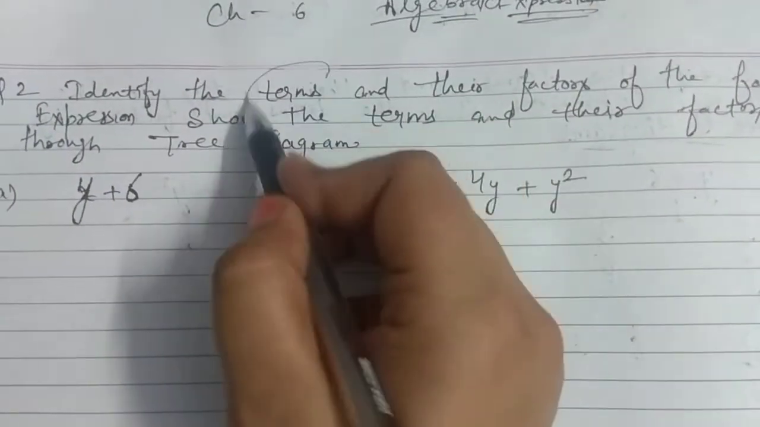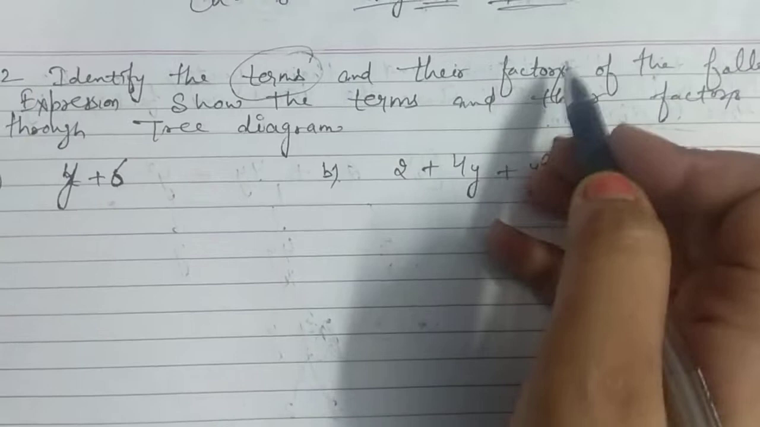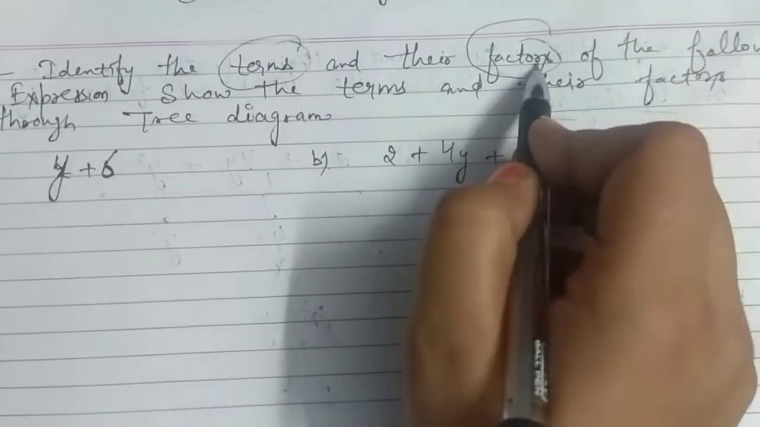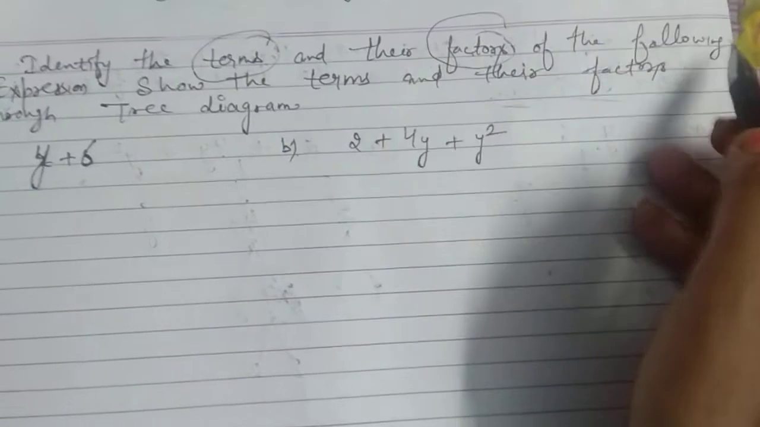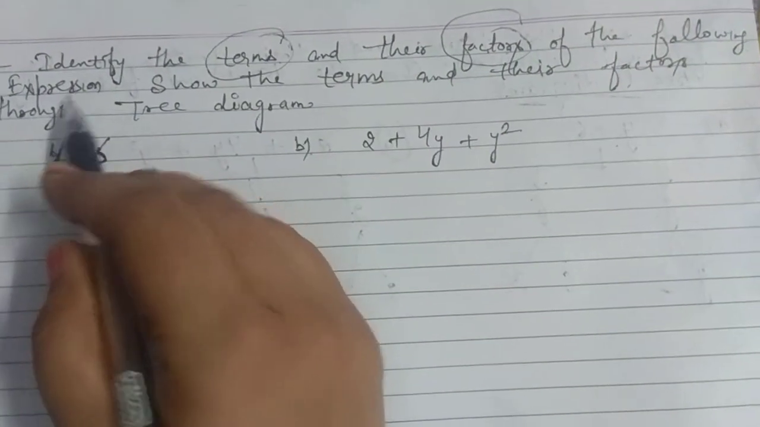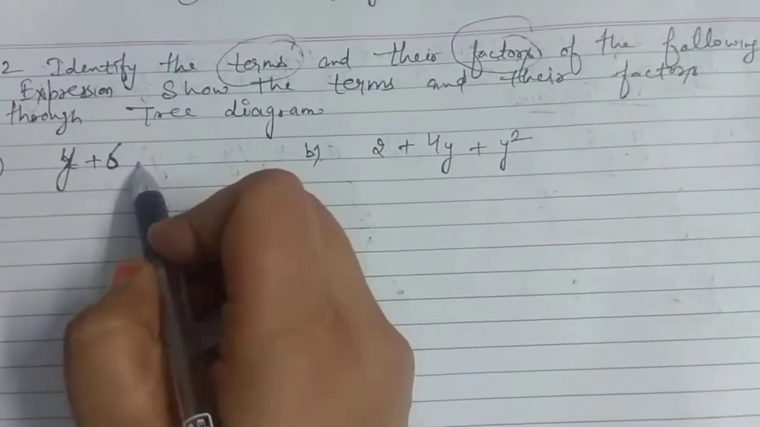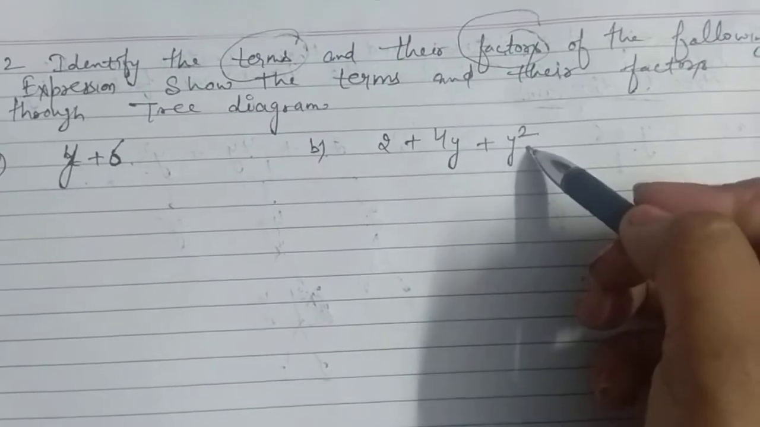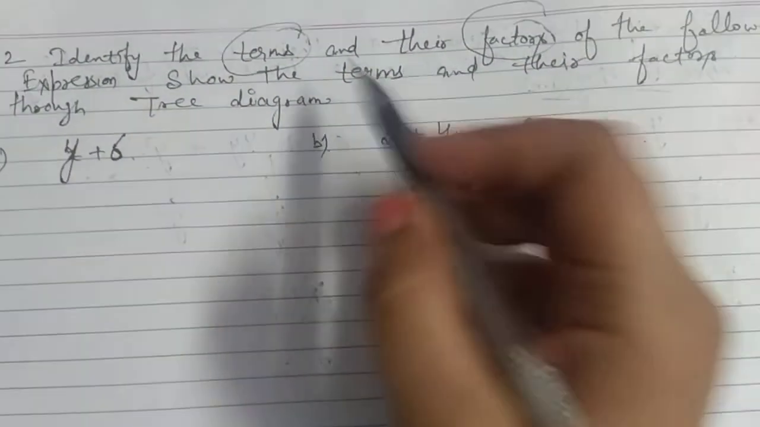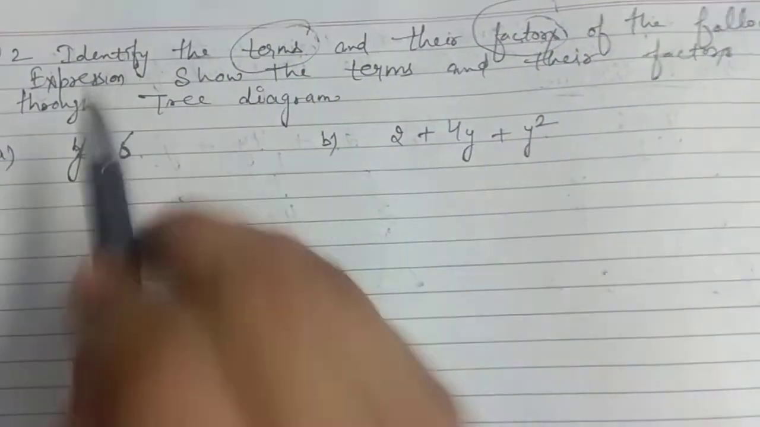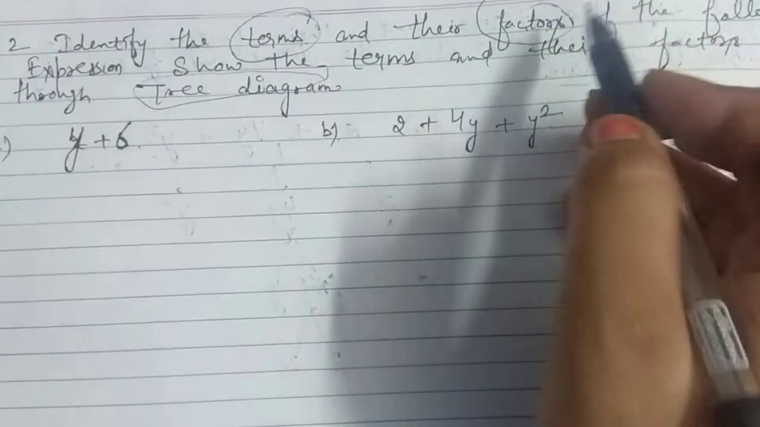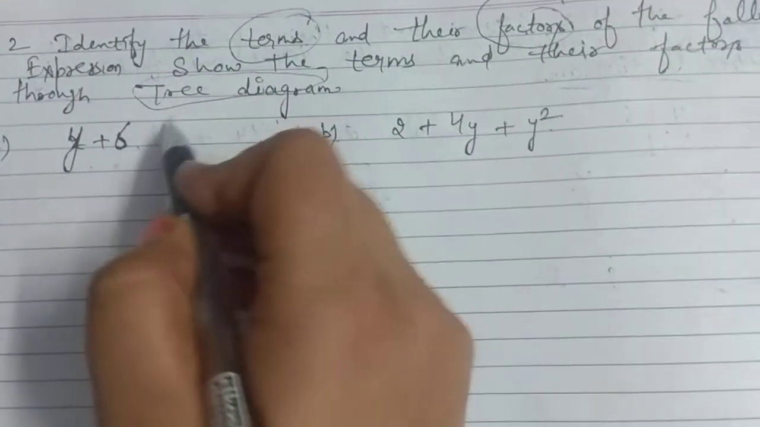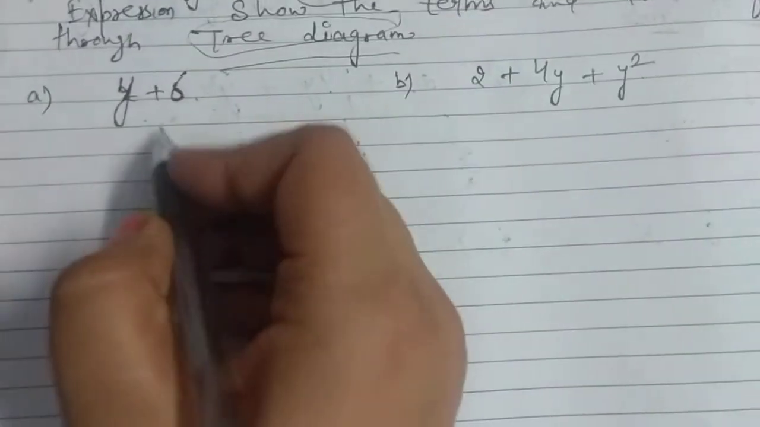Firstly, we have to identify the terms and their factors of the following expressions. The expressions are given in the question, like y plus 6, and this is also an expression. Show the terms and their factors through a tree diagram, or we have to show these factors or terms with the tree diagram method. Okay, now look at the first statement, y plus 6.